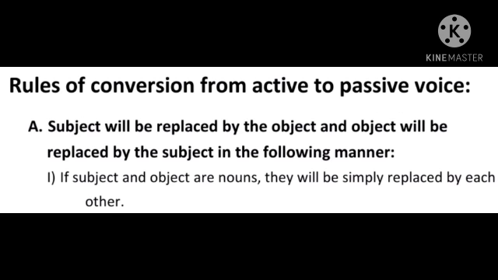Now, let's see rules of conversion from active to passive voice. Rule number A. Subject will be replaced by the object and object will be replaced by the subject. As we have seen, the structure of active voice is SVO, and in passive voice it becomes OVS. While shifting subject on the place of object and object on the place of subject, we should keep in mind, if subject and object are nouns, they will be simply replaced by each other.